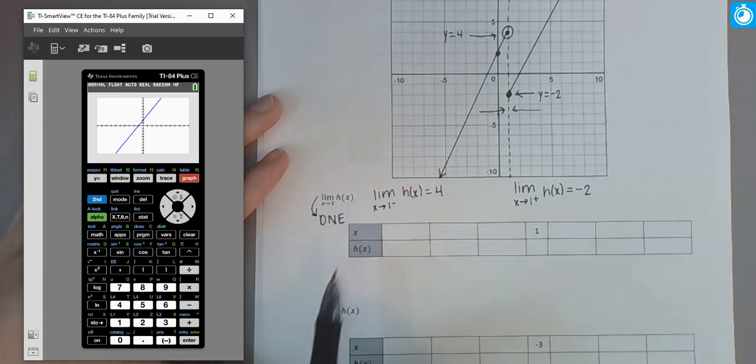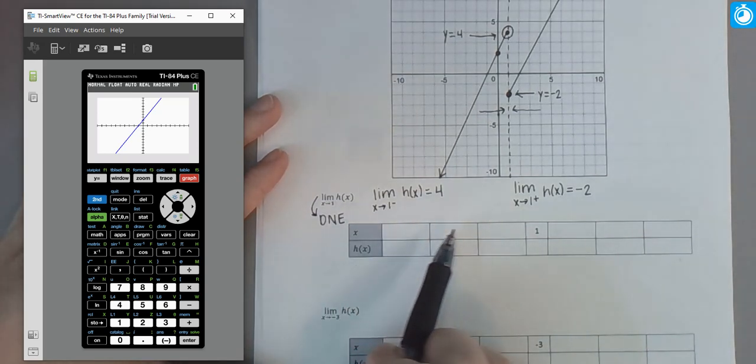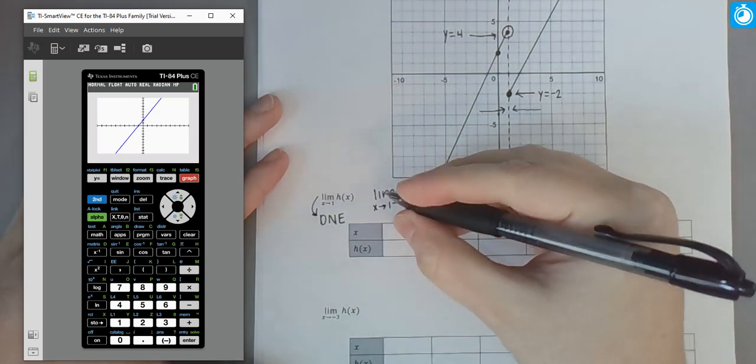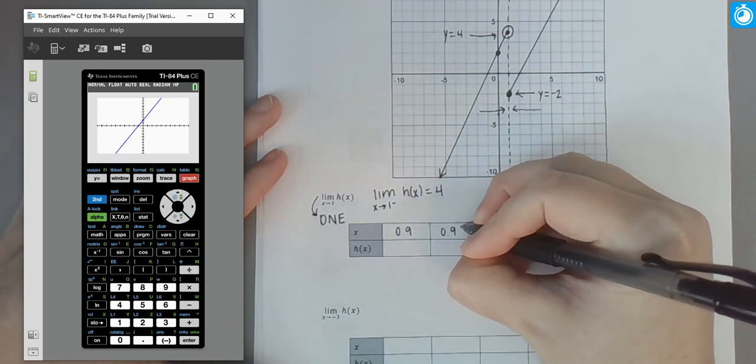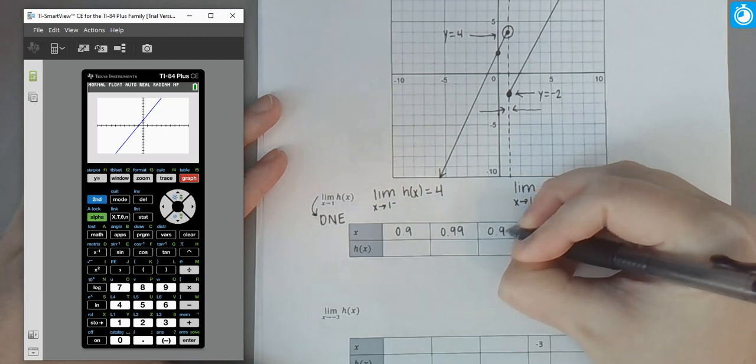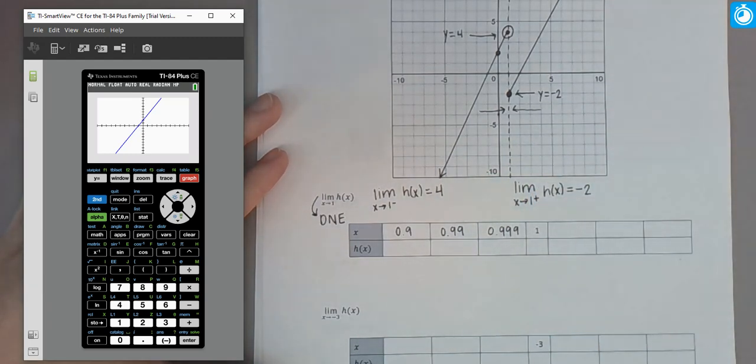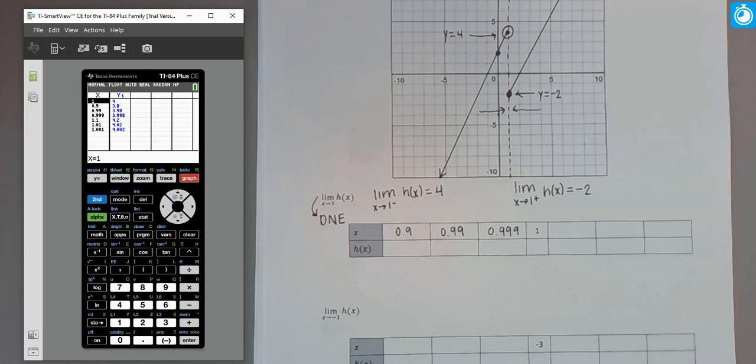So what sort of x values could we use to analyze what's happening on the left-hand side of 1? Well, again, maybe something like 0.9, 0.99, 0.999, things that are getting closer and closer and closer to 1, maybe not quite reaching there. So what's going to happen in the table? Okay, let's see. So we can just use those.